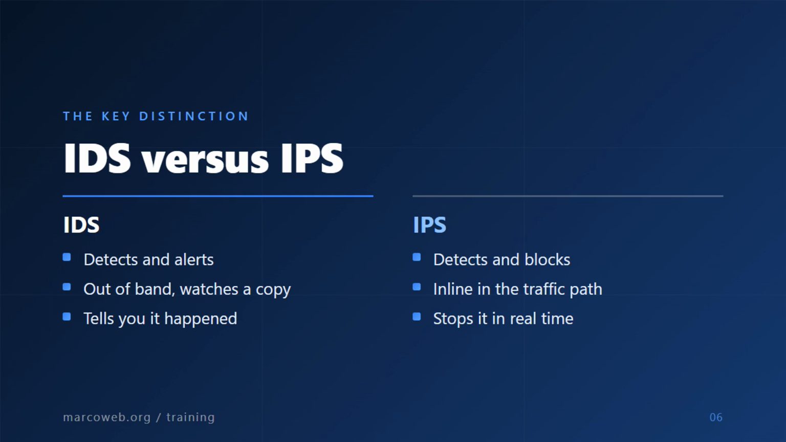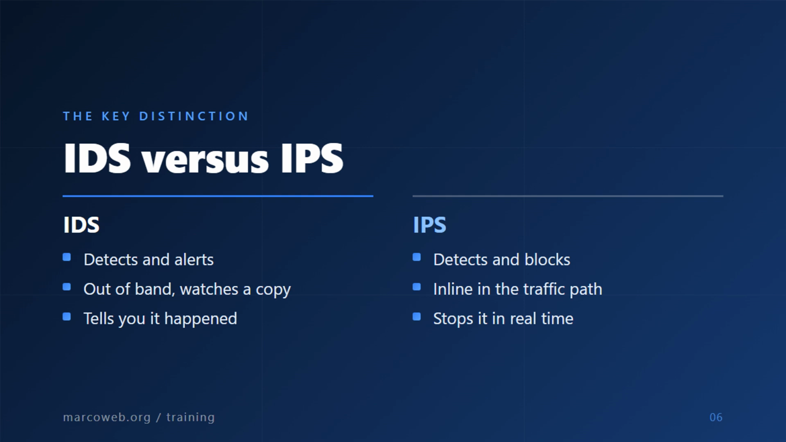Now the most tested distinction here, IDS versus IPS. An intrusion detection system monitors traffic and raises an alert when it sees something suspicious. It is a detective control, typically out of band, watching a copy of the traffic. It tells you something happened, it does not stop it.